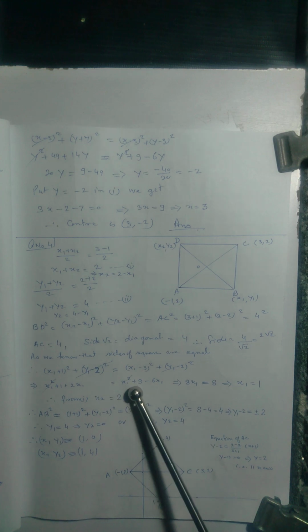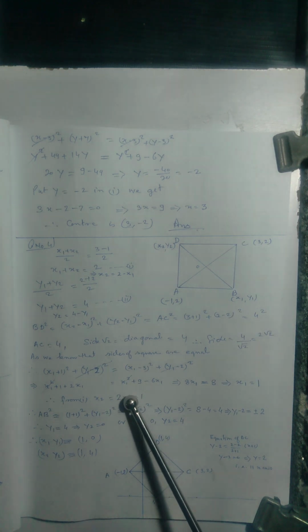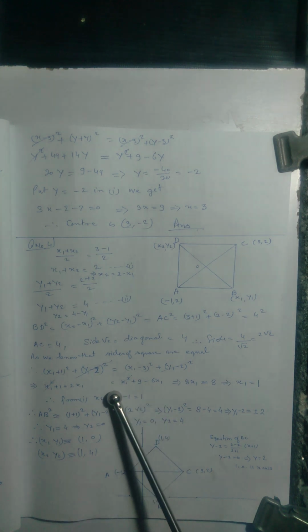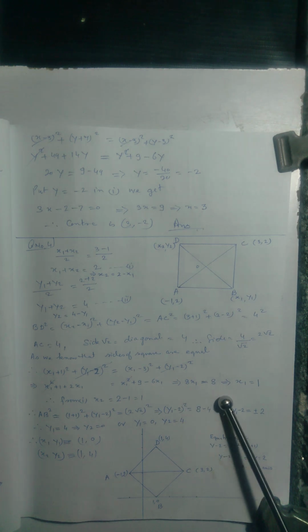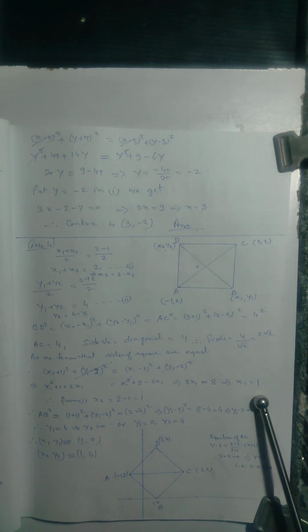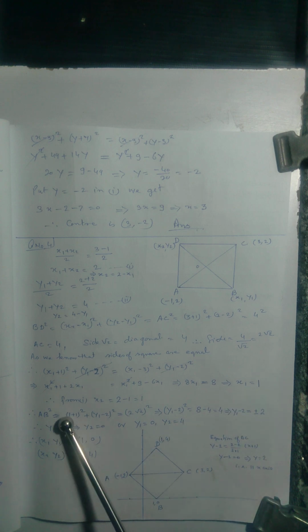Now open this bracket, (x1 plus 1) whole square, you will get x1 square plus 1 plus twice x1. On the right hand side you will get x1 square plus 9 minus 6x1. x1 square and x1 square will be cancelled. We are left with 8x1 is equal to 8. That implies that x1 is equal to 1.